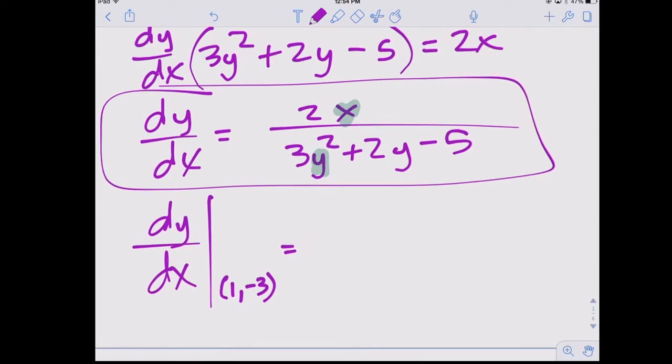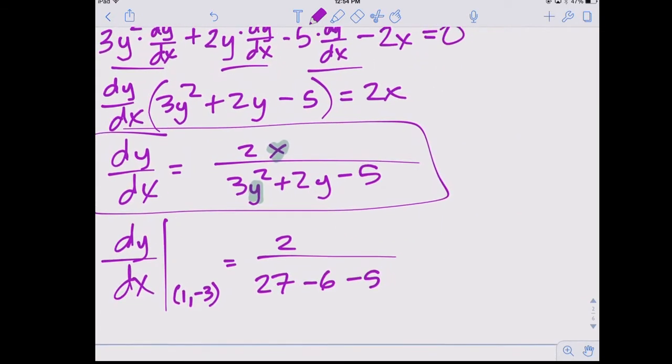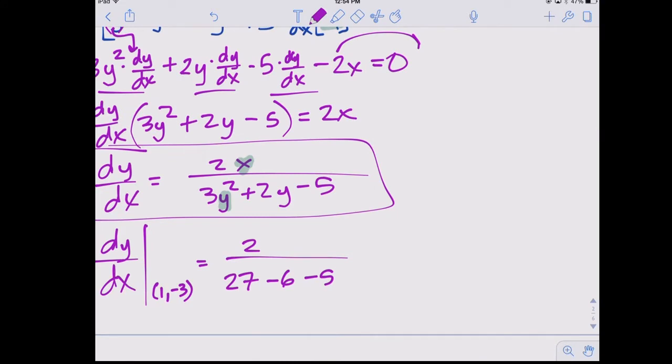So here we go. We get 2 over 27 minus 6 minus 5. Free response, are you done? Could be, right? You don't have to simplify. But let's keep going, because that's how we train. 27 minus 11, that's a 16. Of course, 2/16 is 1/8. Sweet. Now I know a little something about that graph, right?